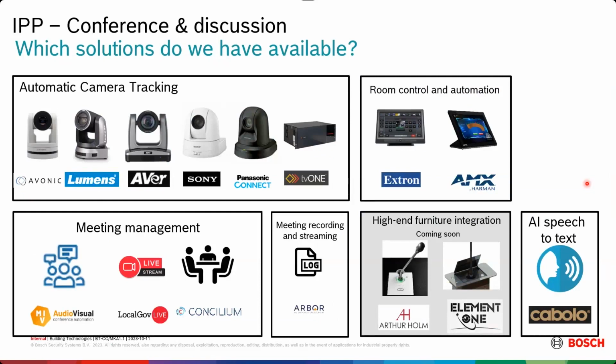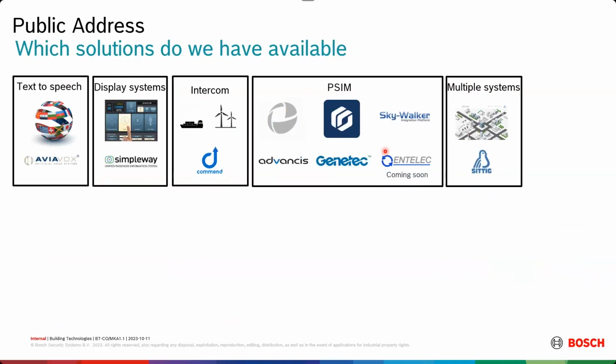Just a quick overview. Later on, we'll go more in depth per integration partner. What do we have available for conference systems? We have for every topic a number of integration partners. You will find here the topic, here, for instance, room control. Who do we have available? I will not go into depth here, but just as a total solution, what we have available. And then for the public address, we have these integration partners, and that's also all available on our website.